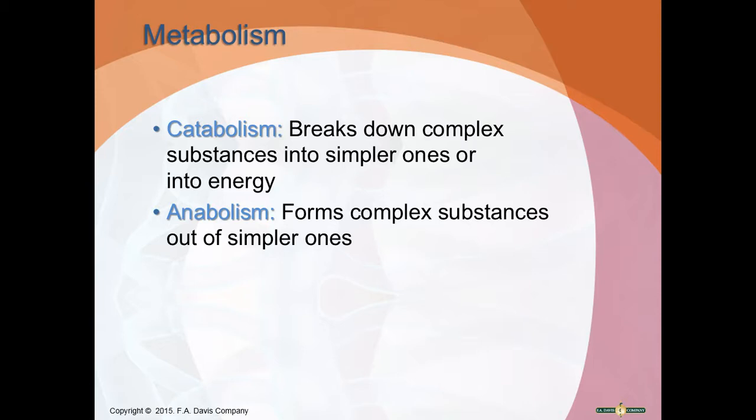Catabolism is used in the metabolism of carbohydrates and lipids, and anabolism is used in protein metabolism. Because in catabolism, we're breaking down the carbohydrates and lipids. Anabolism, we are building or forming complex substances out of simpler ones. In the case of protein, it's amino acids.